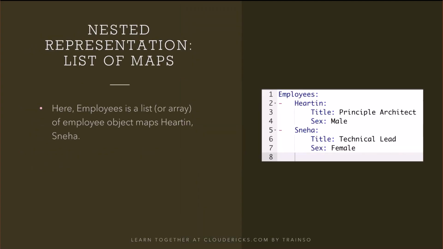So let us see some nested representations of maps and lists. So here we can see a list of maps. The elements of employees are mentioned with this hyphen. Employees is a list with two elements, Hartin and Sneha, and both Hartin and Sneha are maps by themselves.